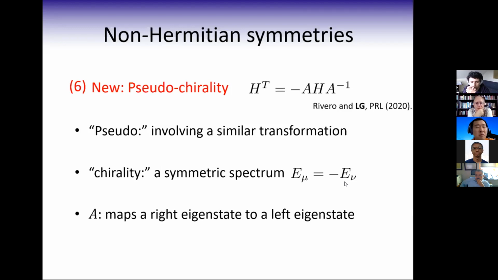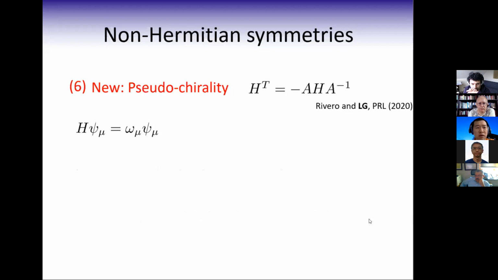But if we have a non-Hermitian system, we know there's a difference between the left and right eigenstates. So now if you think about what operator can give you a mapping between the left eigenstate and the right eigenstate, actually, this operator A that satisfies pseudo-chirality can do that. Okay. If that's not immediately clear, let me give you some derivations.